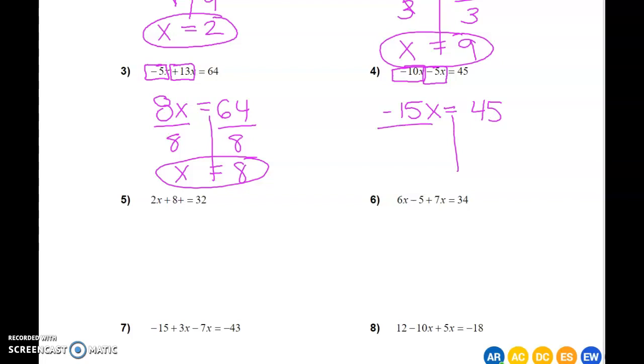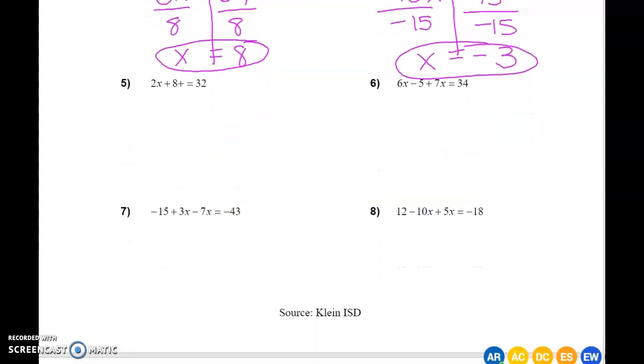So now I'm going to solve. So I'm going to divide by negative 15 on both sides because that's what x is being multiplied by. So make sure to divide by that negative out in front. And I get x equals, all right, well here I have a positive 45 and a negative 15. So those are different signs. So when I'm dividing, same signs are going to be positive, different signs are going to be negative. Since these are different, it's going to be a negative 3.